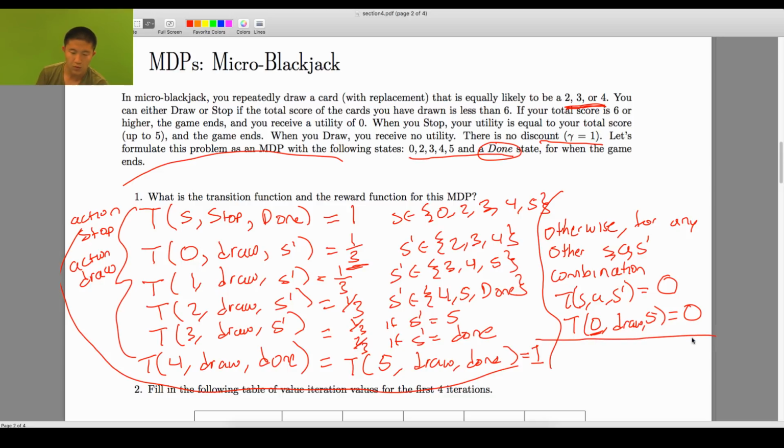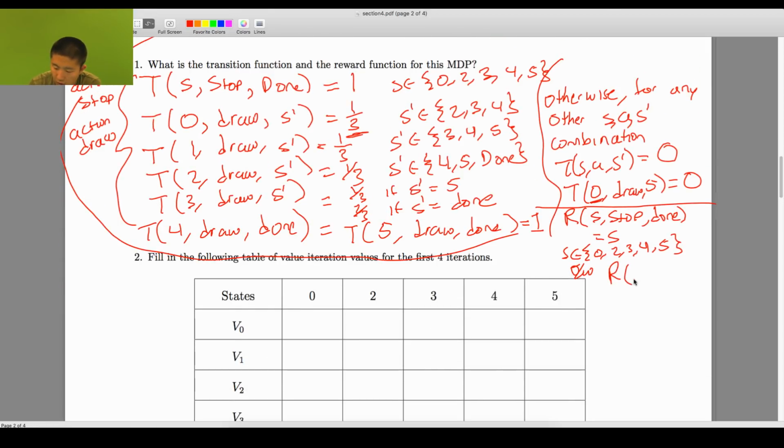Okay, now for the reward function. The only way we can get reward is by stopping. So the reward of S, stop, and when you stop you always go to done, is equal to S, where S is in 0, 2, 3, 4, or 5. And otherwise, R of any other combination is equal to 0. So these are the transition and reward functions for this MDP.